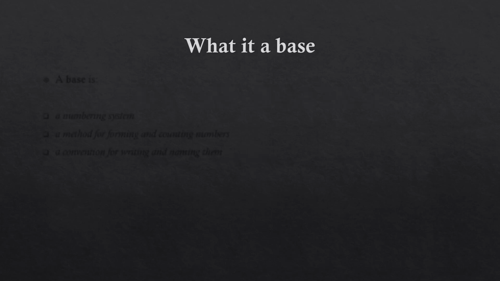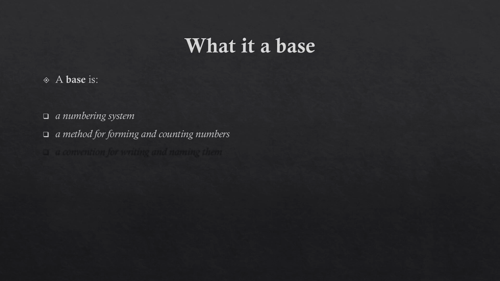The first question that comes to mind is, what is a base? A base is a numbering system, a method for forming and counting numbers, a convention for writing and naming them. What we mean by that is a base is just a combination of numbers, a set of numbers. For example, base x is a base that contains three numbers, 0, 3 and 5, for example. And it's a method for forming and counting these numbers.